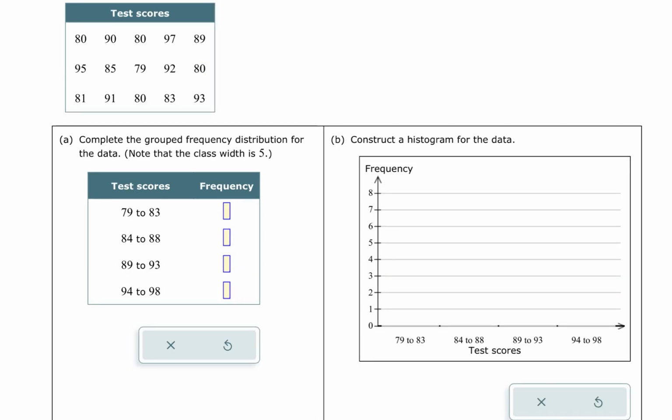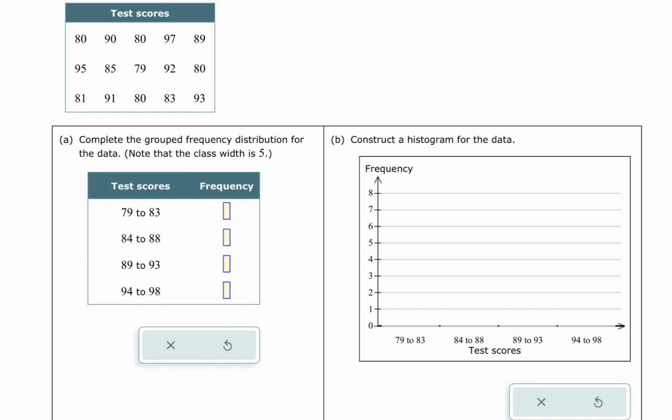Here's another problem. It says Mrs. Parker gave her students a biology test last week. Here are the test scores for each of the 15 students. So it looks like we have 4 classes. And when I say classes, I don't mean classes of students. I mean classes in our histogram.